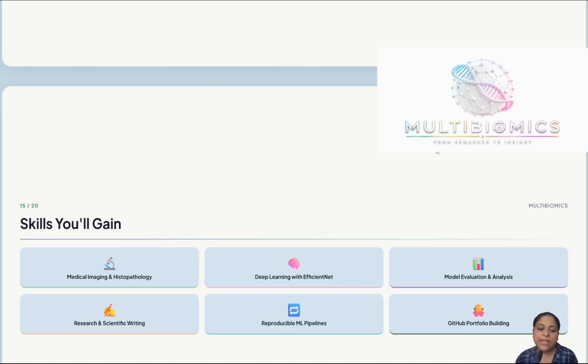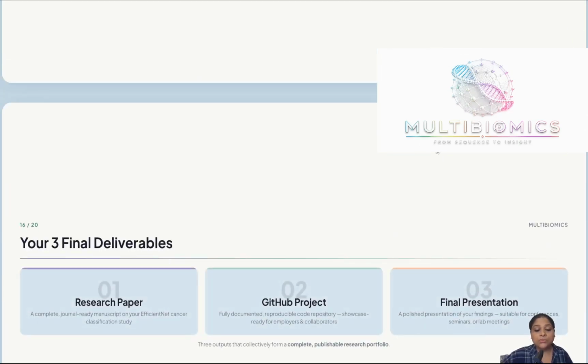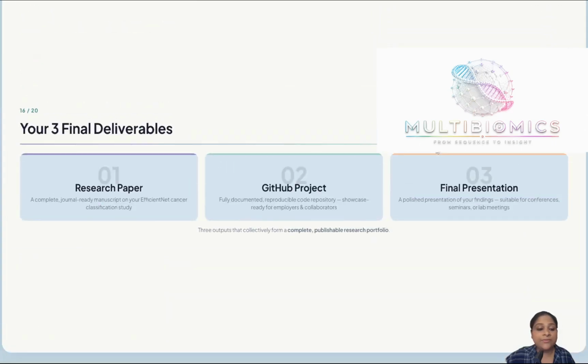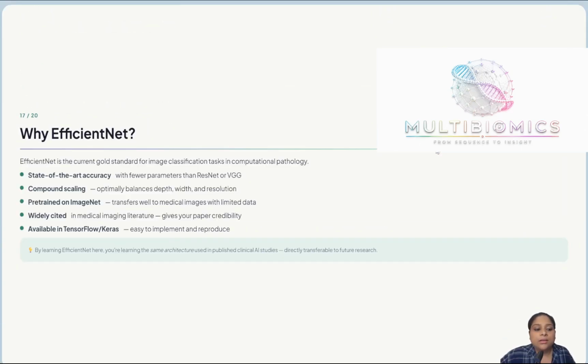So what skills will you be gaining? The skills that you'll be gaining are medical imaging and histopathology, deep learning, how to evaluate any model, analysis, research writing, making a reproducible machine learning pipeline, and building your GitHub portfolio. So these are the 3 final deliverables. These are things which I've already told you.